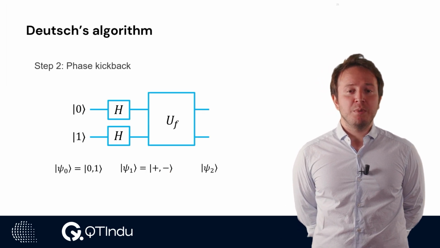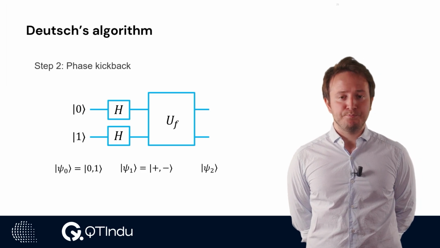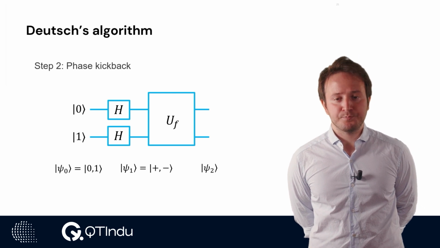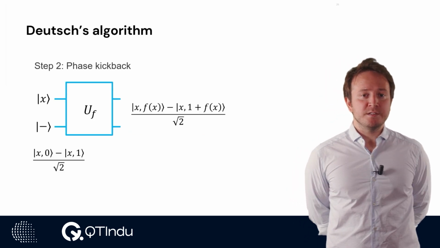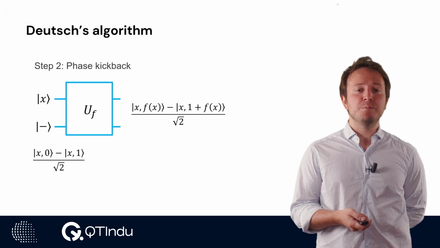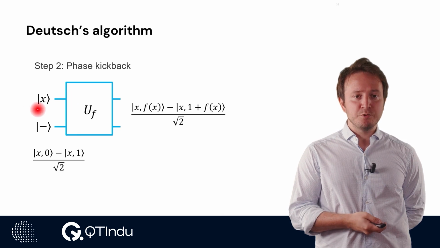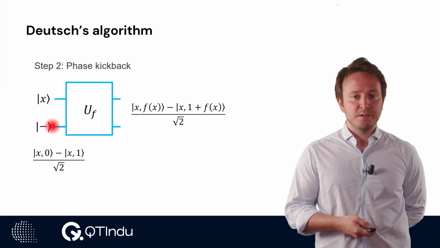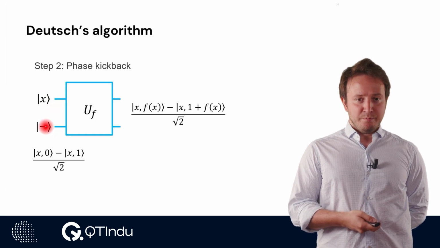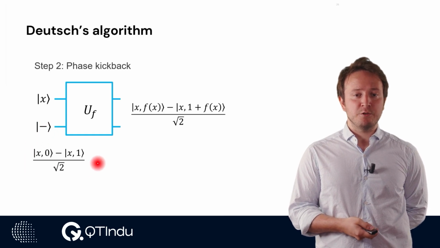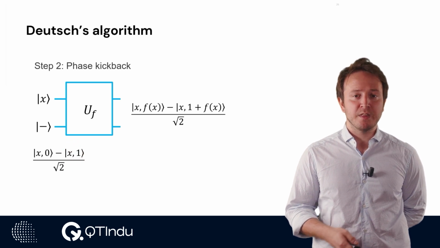Now let's see what happens when we apply to this input state the oracle U of f. And this is an important concept for quantum computing that is called phase kickback. In this case, it's relevant to describe what happens when the input state of the register is an arbitrary input state x that can take the value 0 or 1. Because the state of the ancillary qubit is the state minus, the input state spelled out explicitly will be a combination of x0 minus x1.